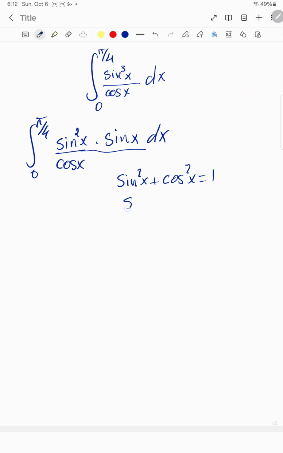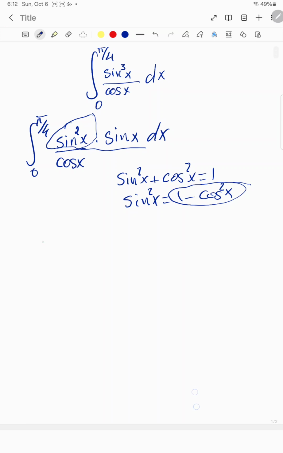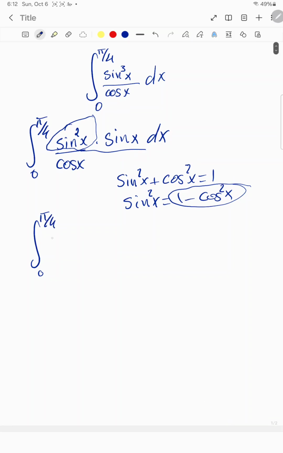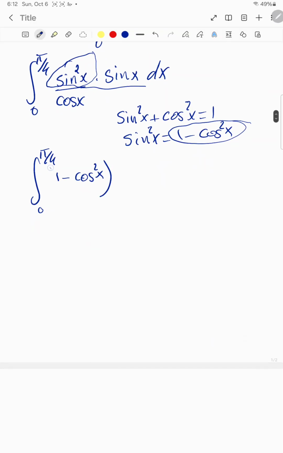So now I know that sine square of x is equal to 1 minus cosine square of x. And I will replace sine square of x here by this value, which is 1 minus cosine square of x. So my integral becomes the integral between 0 and pi over 4 of 1 minus cosine square of x times sine of x dx divided by cosine of x.